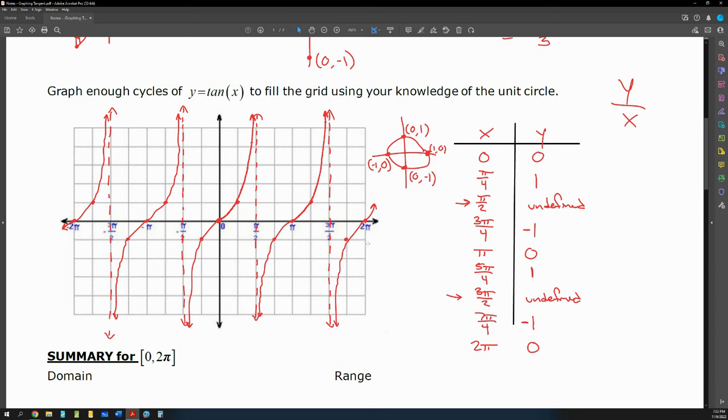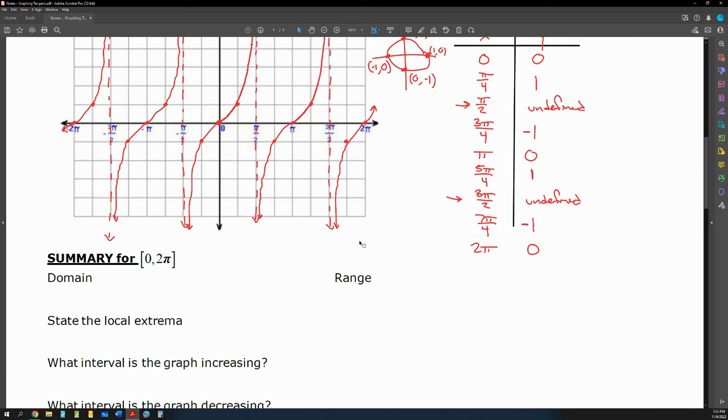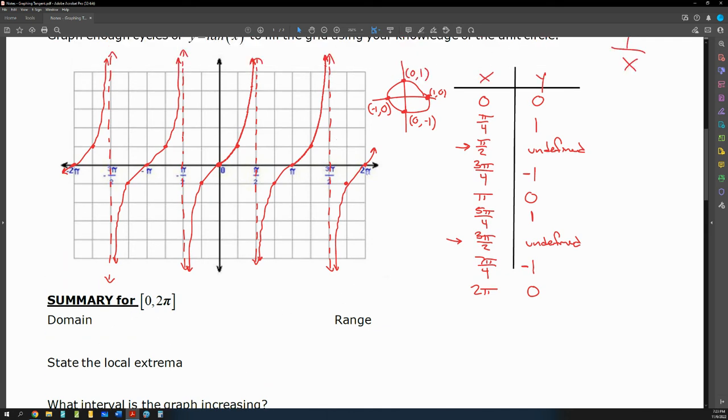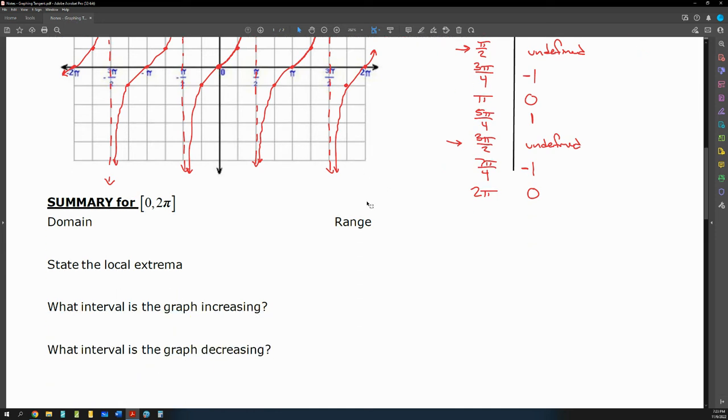2 pi units. Okay? All right, so let's summarize for 0 to 2 pi, the domain. Remember 0 to 2 pi is from here to here. The domain is going to be all real numbers except for where it's undefined, so pi halves and 3 pi halves. So we're going to write this using interval notation. We have 0 to pi halves, not including, and then from pi halves to 3 pi halves, again not including, and then from 3 pi halves to 2 pi, and we do want to include 2 pi.